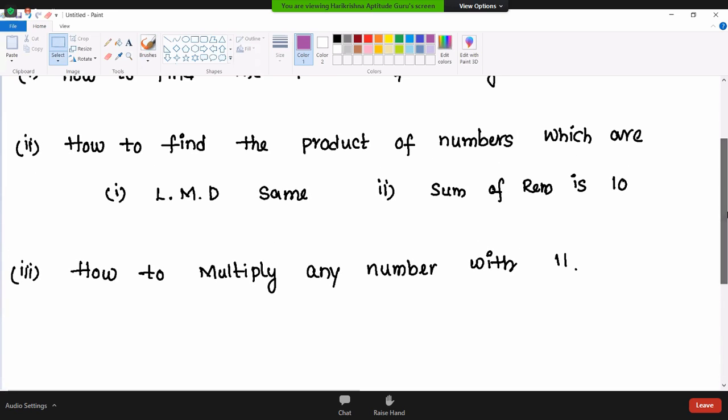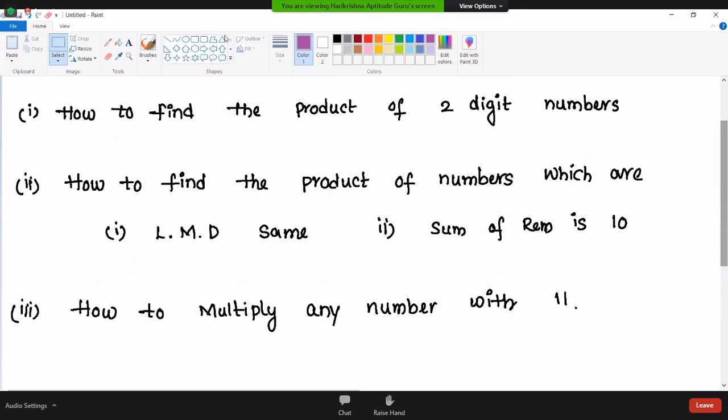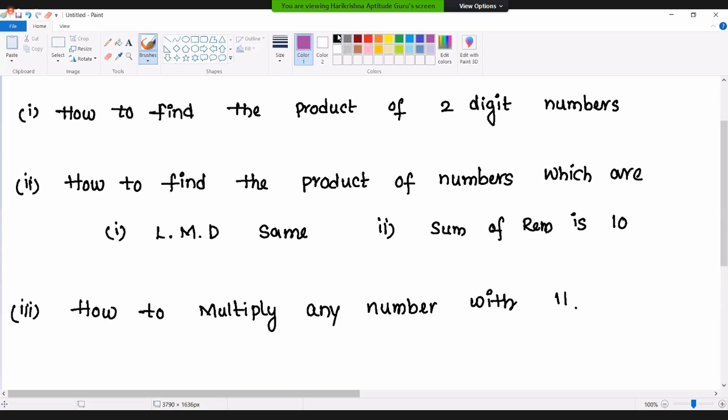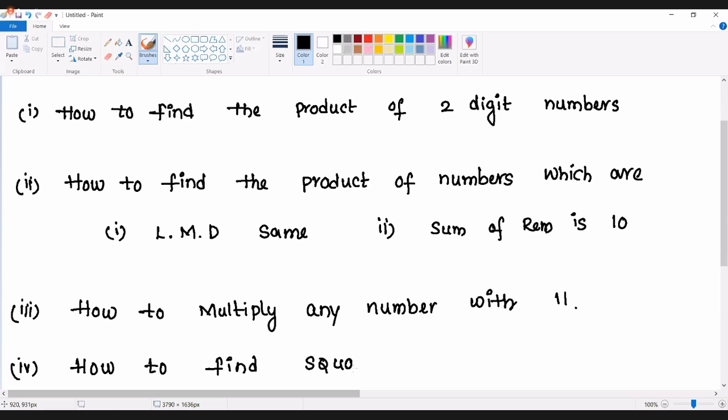So moving forward to the next trick. Trick number 4: how to find out the square of any number, the square of any 2-digit number. How to find out the square of any 2-digit number.